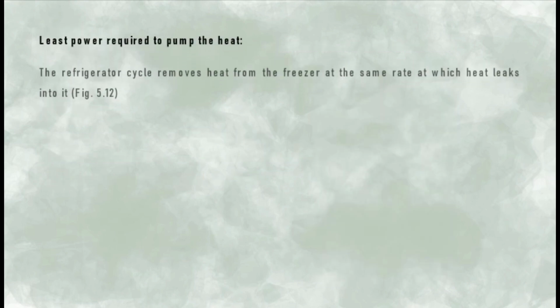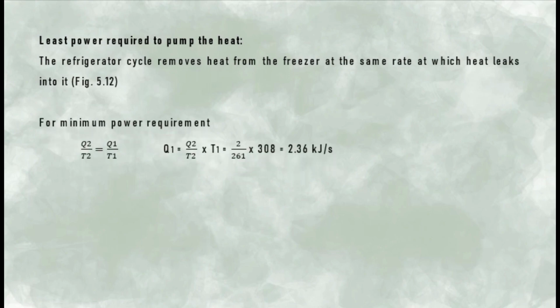For the least power required to pump the heat, the refrigerator cycle removes heat from the freezer at the same rate at which heat leaks into it. For minimum power requirement, the final heat over the final temperature is equal to the initial heat over the initial temperature. So we derive that the initial heat is equal to the final heat over the final temperature times the initial temperature.